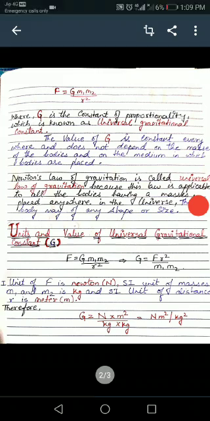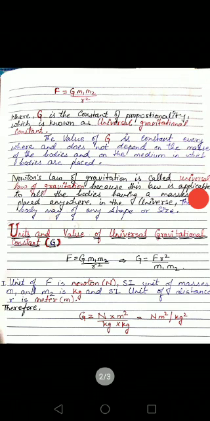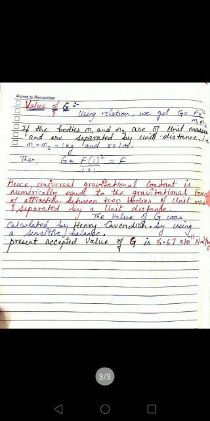Units and value of the gravitational constant. Now we will calculate the unit and value of the universal gravitational constant. First of all, we will calculate the unit. We take G on one side, r squared goes with F, and m1 and m2 come down. The unit of force is Newton, the unit of distance r is meter, so r squared becomes meter squared, and the unit of mass is kg. So we get the unit of the gravitational constant: Newton meter squared per kg squared.